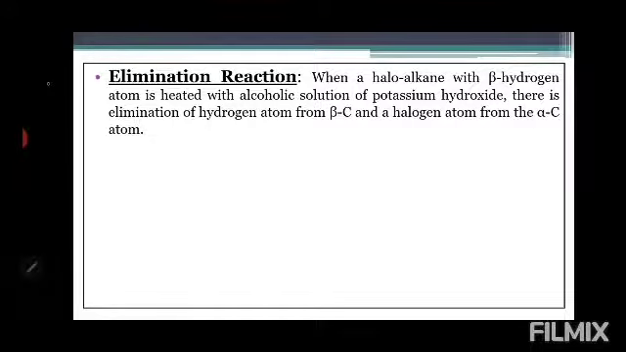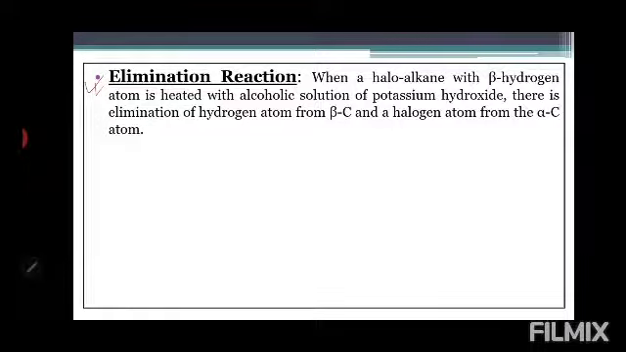The next one, haloalkane undergoes elimination reaction. We have done with nucleophilic reaction. Then next is elimination reaction. So elimination reaction is again important. Elimination means there will be removal of some small molecules.